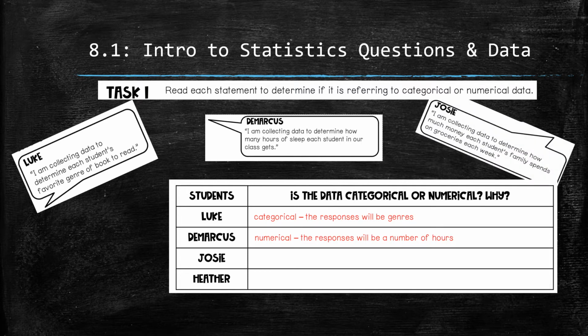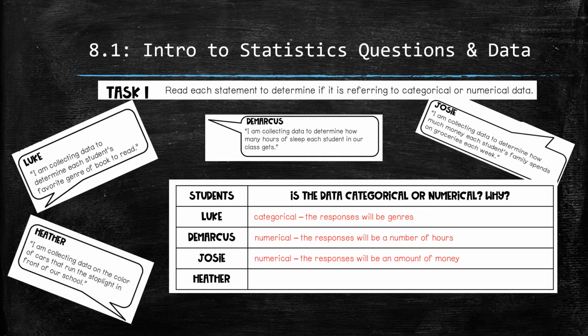Josie: I'm collecting data to determine how much money each student's family spends on groceries each week. Money has to deal with a number value, so it is numerical. And finally, Heather: I'm collecting data on the color of cars that run stoplights in front of our school. Dealing with colors, so therefore it is a categorical statement.